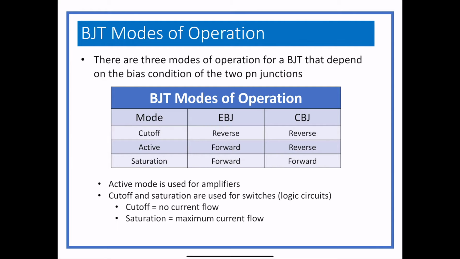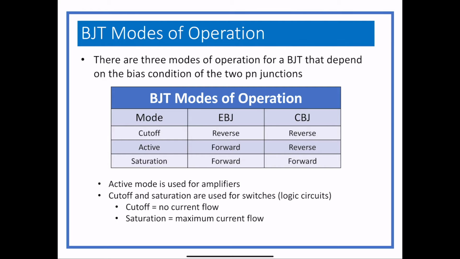So if you have both junctions reverse biased, that's known as cutoff, and that basically means nothing's happening. It's not on. The base emitter junction would not be allowing current to flow. The collector base junction wouldn't be allowing current to flow, so nothing happens. In saturation mode, both junctions are forward biased and you get the maximum current you can have, but you can't amplify anything. It's not going to be good for an amplifier. This, going between cutoff and saturation, is when these transistors are used as switches. They're just going back and forth between cutoff and saturation.